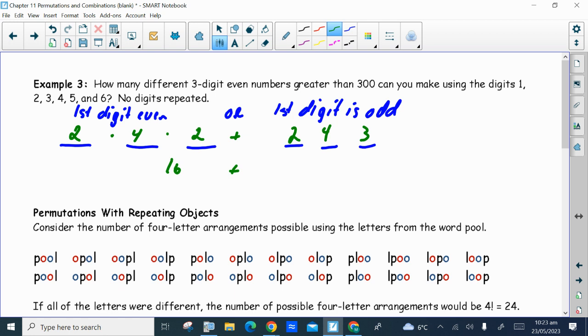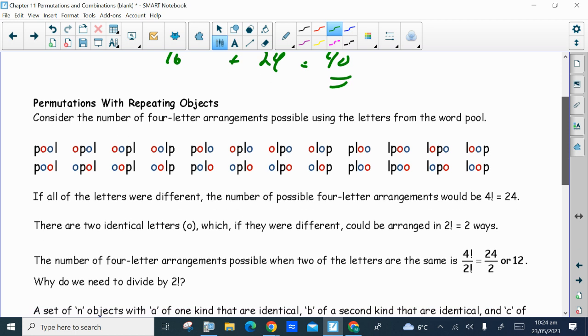Again, there's no restrictions on the middle. We started with 6, we've used 2. That leaves us with 4 for the middle. 2 times 4 is 8, times 3 is 24. And again, the word "or" means to add. So our answer is 40. There are 40 different 3-digit even numbers that are greater than 300.